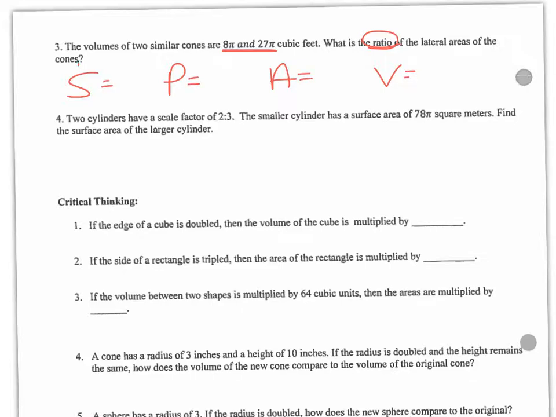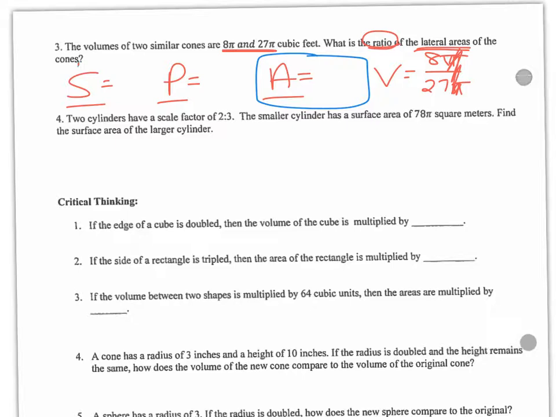So since 8 pi and 27 pi relate to volume, I'm just going to do 8 pi over 27 pi. Notice my pi's are on top and bottom, so they cross out. So V is 8 over 27. It says, what is the ratio of lateral areas? Do you think that's S, P, A, or V? Well, lateral area, so I have to find A.